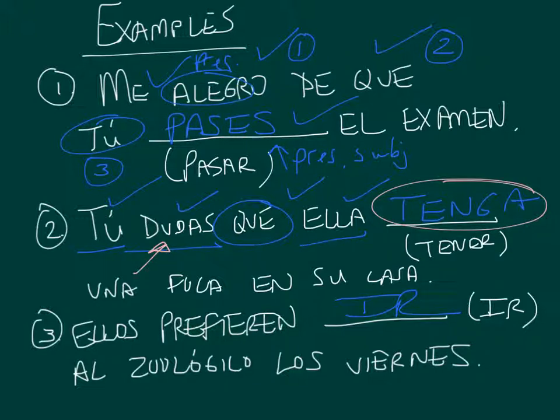Number 3, do I have a subjunctive setup? Yes, we have a wish, a will, or a want, preferir. Do I have a que? No, I do not. So I stop my process, the questions are done. If I do not have a que, we leave the verb in the infinitive, ir. They preferred to go to the zoo on Fridays. Number 1, I'm happy that you passed the exam. You doubt that she has a seal in her house.